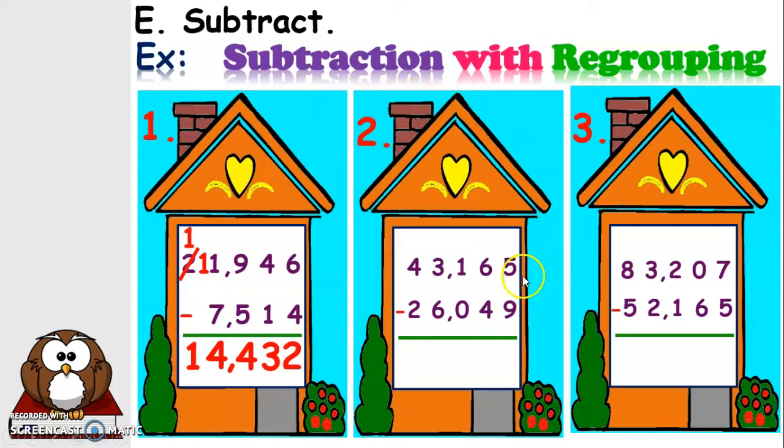Starting from ones place, we have 5 minus 9. Now, 5 is smaller than 9. So, what we need to do is to borrow from 6.